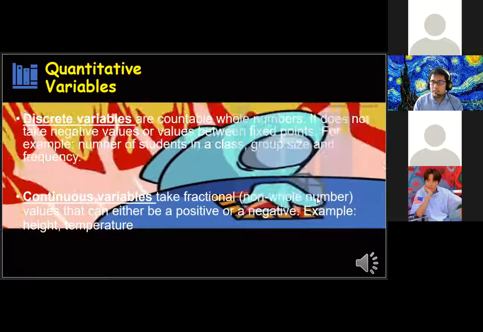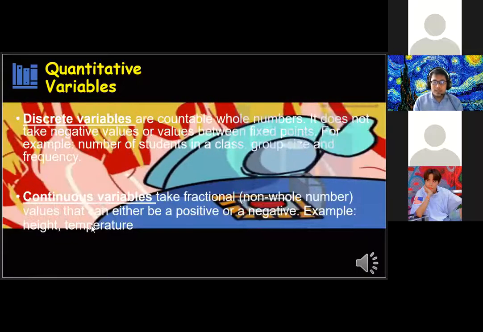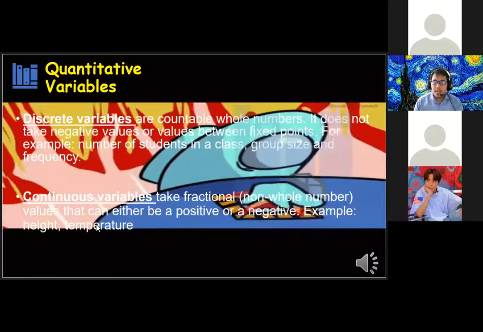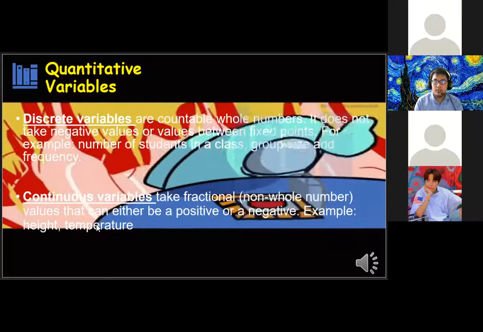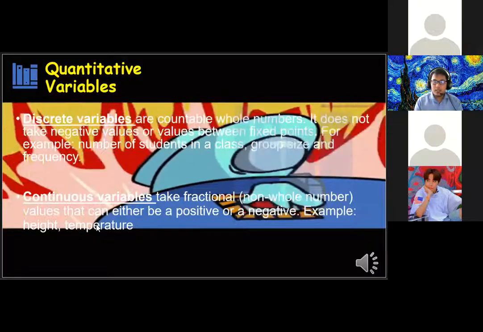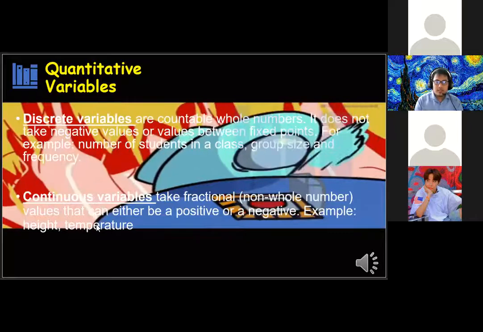Yun yung tinatawag natin discrete variables. Pagdating naman kay continuous, it takes fractions, it takes fractional, no? Meaning a non-whole number. Okay, or non-whole number values. So it can either be positive at negative. Pagdating kay continuous, it can be positive and negative, unlike discrete.